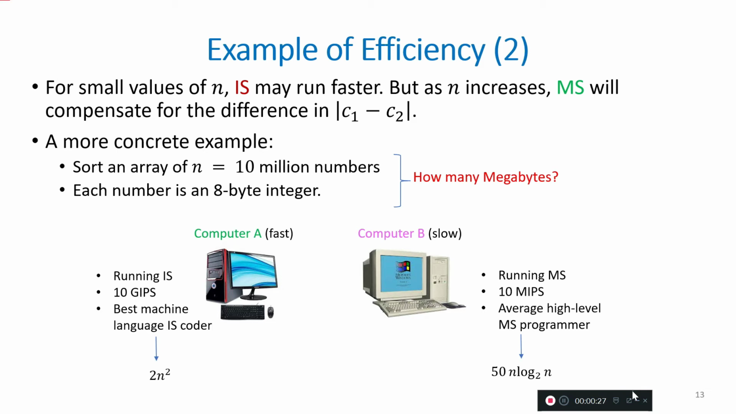On the other hand, we have computer B, and we run the merge sort on this slower computer. The speed of this computer is 10 mega instructions per second, which is far lesser than that of computer A. And we put an average high-level programmer to implement merge sort on computer B. In this case, C2 is equal to 50. So under this setting, can you guess which computer would sort the 10 million numbers faster?